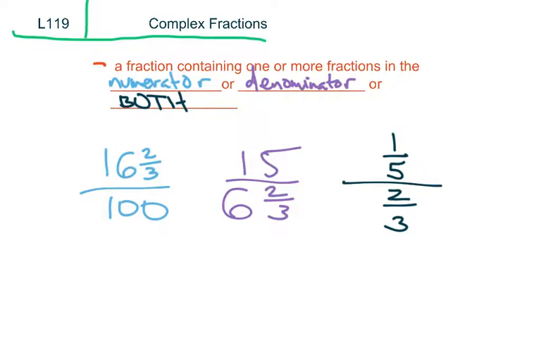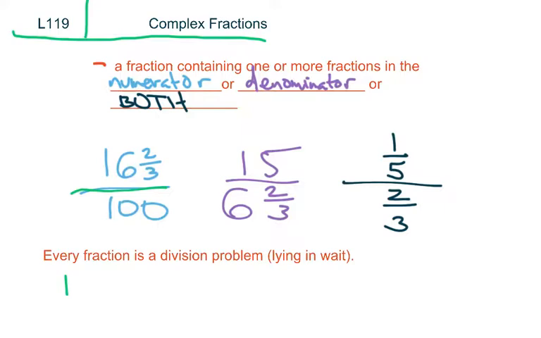Now, you probably know what principle we're going to apply on this. It is a Pavlovian phrase, and it simply starts as every fraction. Yeah, you know. Every fraction is a division problem lying in wait. So if we were to take this first one, this 16 and 2/3, I would say, okay, so that's 16 and 2/3 divided by 100. And then we know how to do that. Or if I was to take this next one, I would say, oh, well, won't that be 15 divided by 6 and 2/3? Yes, it sure would.